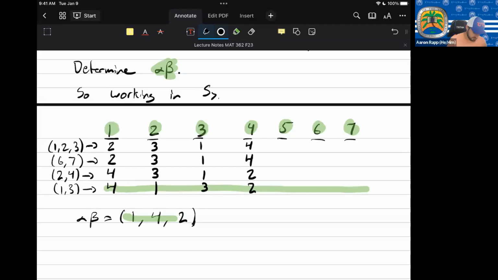Let's go through 5. 5 is not in my first cycle I have in my list, so it doesn't change. Neither is it in the second, third, or fourth. So I end up seeing that 5 just stays as 5 throughout the entire cycle of this composition.